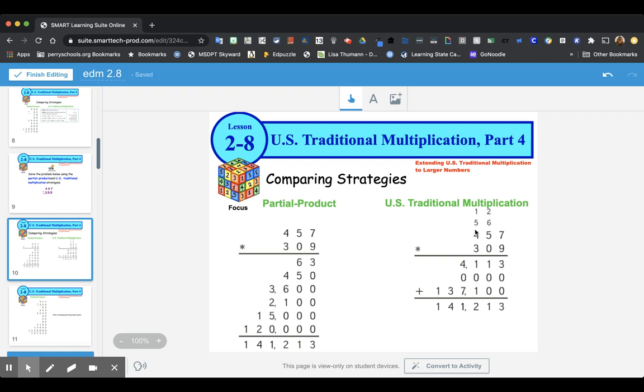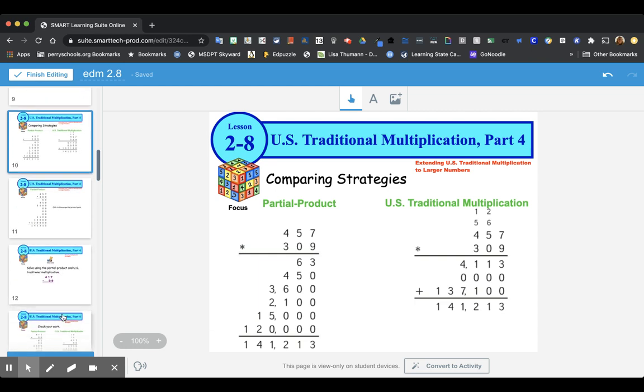Even when they included the zeros on the U.S. traditional and they didn't on the partial product, you can still see it was a more efficient, more put together strategy. Still doing the exact same thing. Okay, today we're just comparing the two.